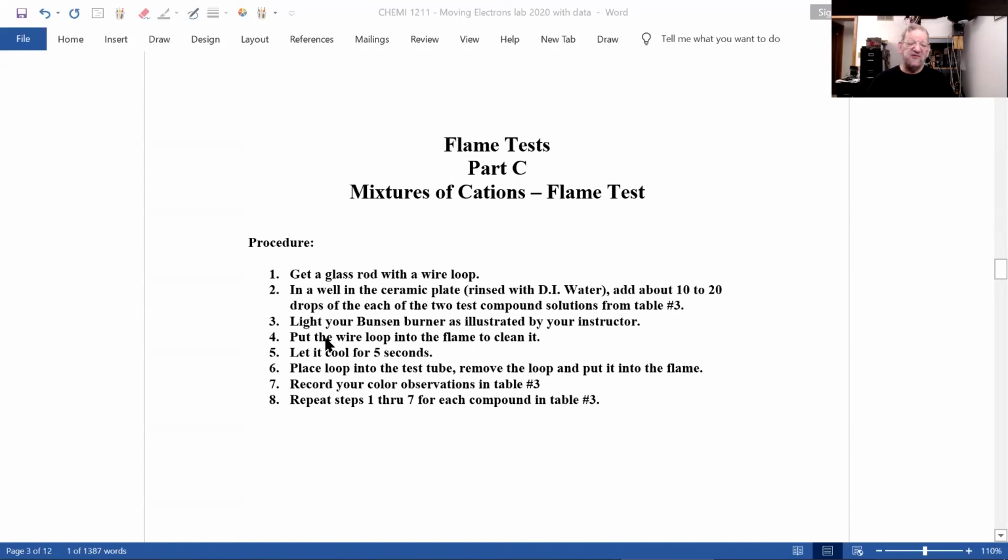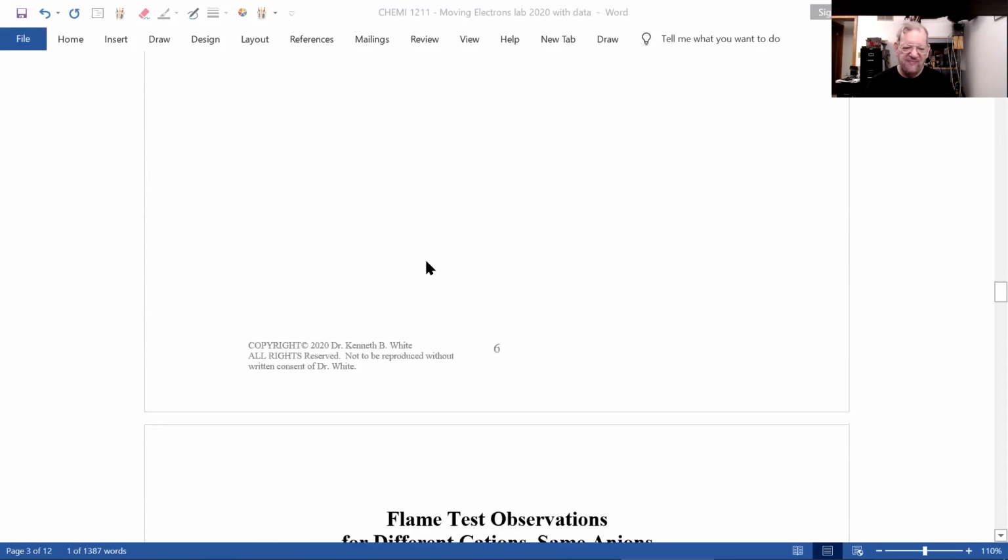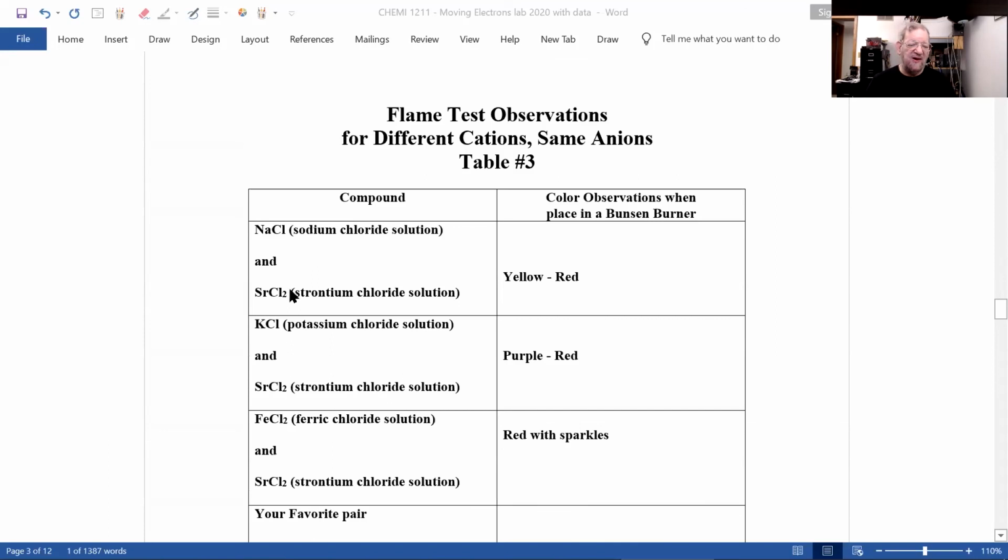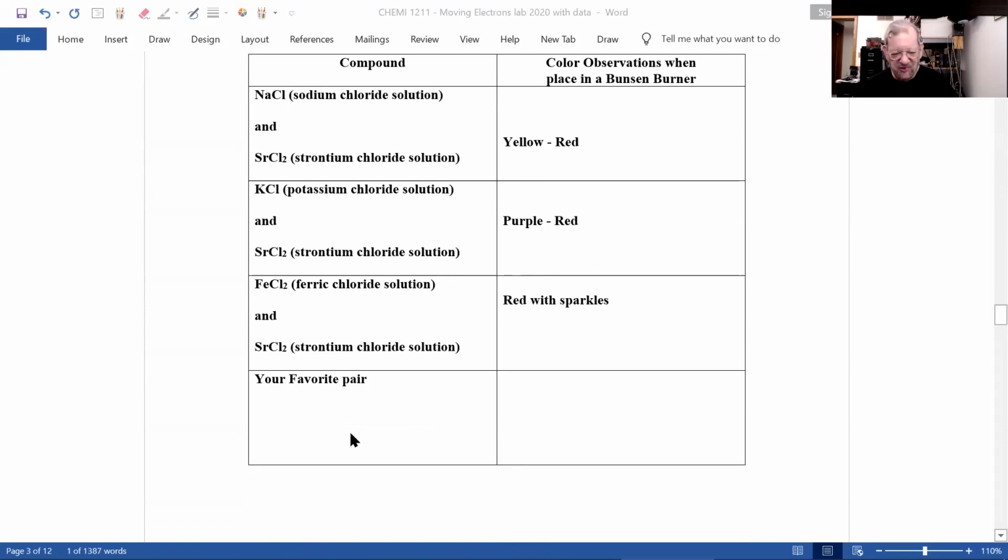Now, just to have some fun, Dr. White likes doing this. I have students do mixtures just for the fun of it of different cations. If you take sodium chloride and strontium, this is what you get. You take potassium chloride and strontium. If you take ferric chloride, and this is really pretty, with strontium chloride, you see red with sparkles. And you won't do this, but when I have students do this in the lab, I tell them, you should have some fun. Mix whatever you want together and put down your color.